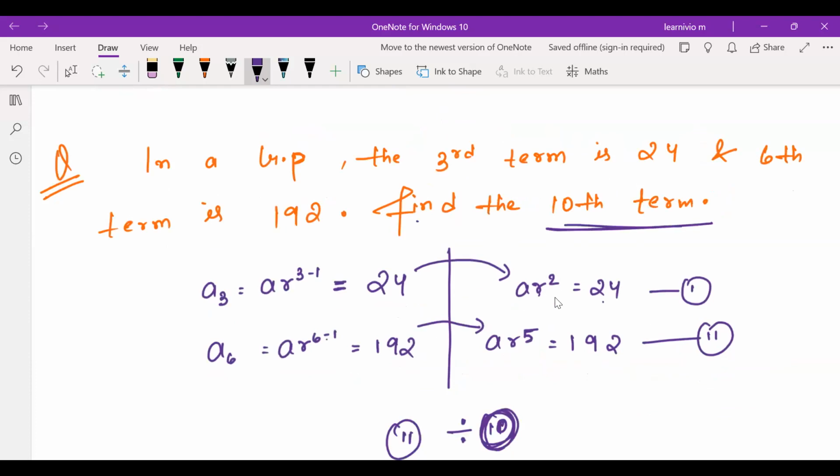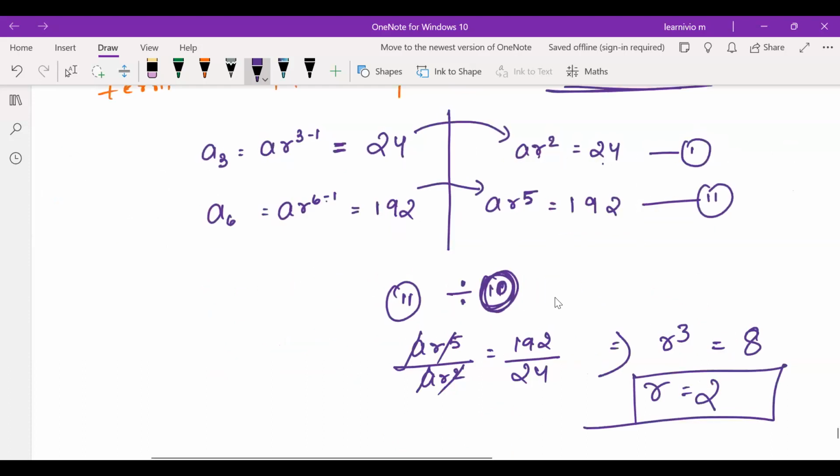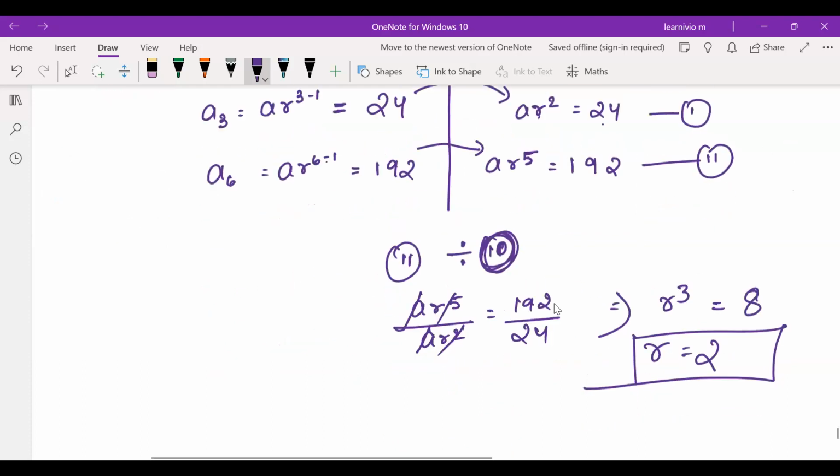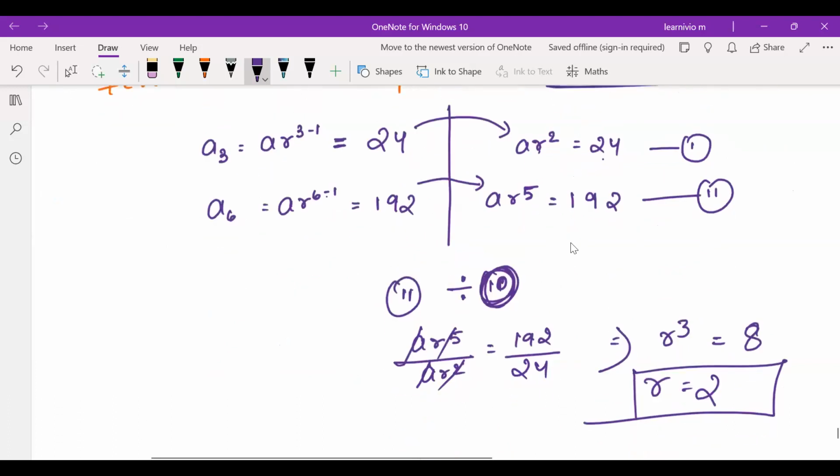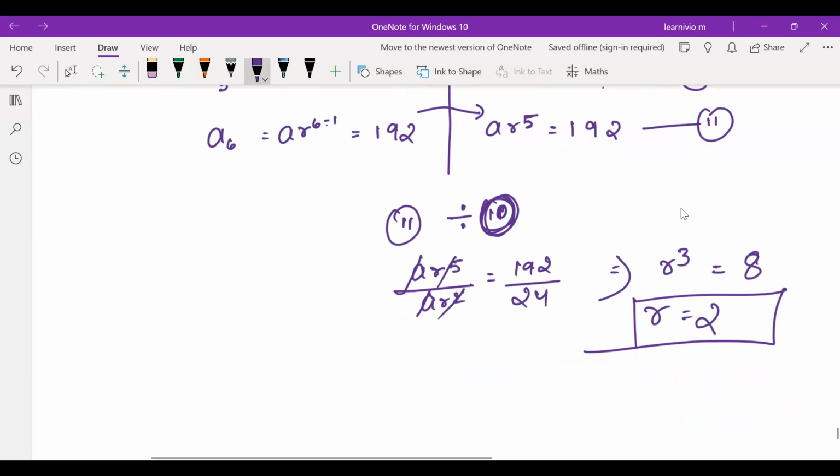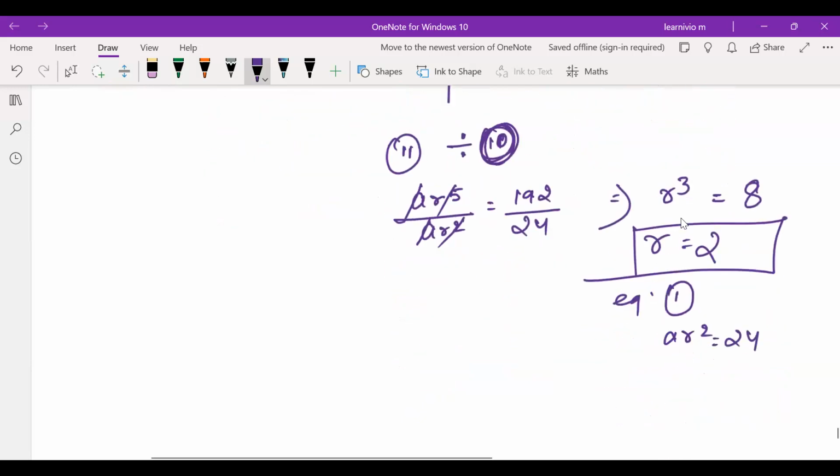R we have in hand. If we are able to find a also, then finding the 10th term will not be a big deal. So yes, we can find a by using equation 1 or equation 2. Let's use equation 1. A r square is 24. Here, just put 2 in place of r. We'll have A into 2 square equals 24. That means A into 4 is 24. That means A is 6.